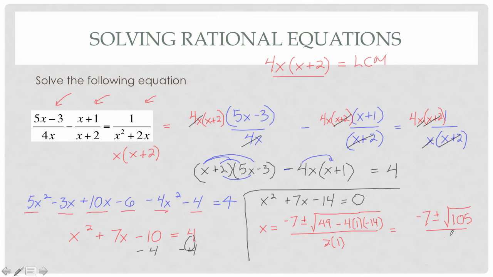So we've got negative 7 plus or minus the square root of 105, all divided by 2. The square root of 105, I don't believe I can simplify that down. It does not divide by 4, does not divide by 9, does not divide by any perfect square. So that's going to be my final answer. There's two solutions. X equals negative 7 plus or minus the square root of 105 over 2.